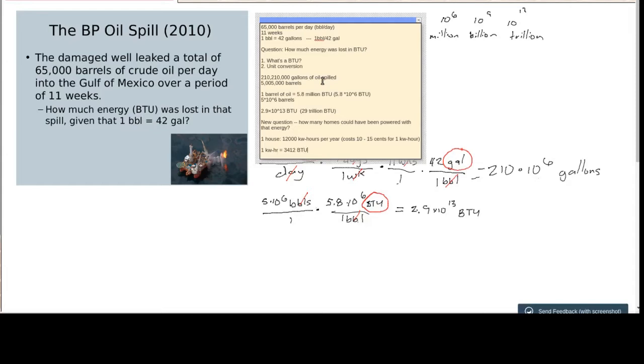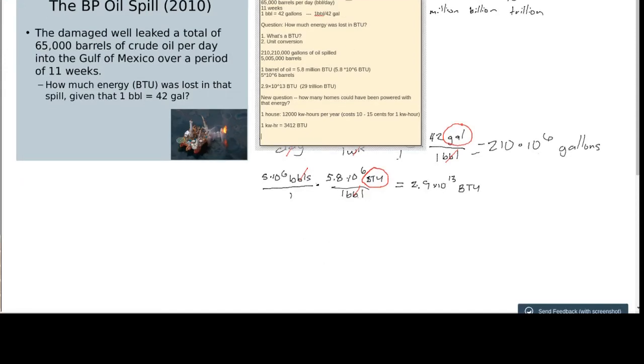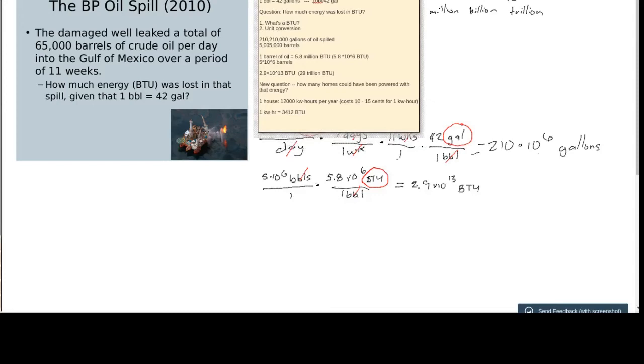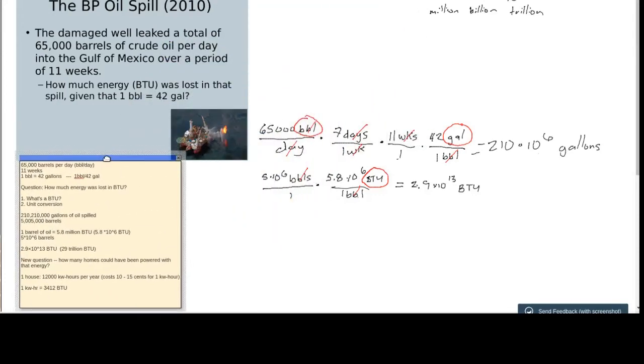So that tells you that a BTU is a pretty small energy unit compared to the kilowatt hour, which is what we measure electricity in. So I'm going to convert the number of BTU, the 29 trillion, into kilowatt hours. And then I'm going to think about how many homes that is. All right. So I'm going to take my 29 trillion. Let me scroll up a little bit so I can see this. Move this over here.